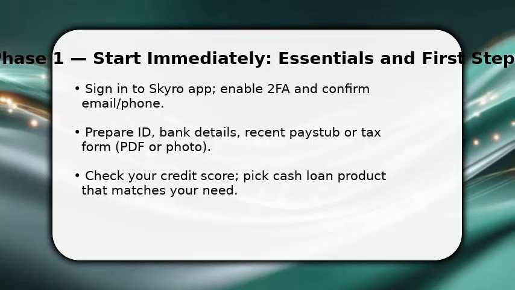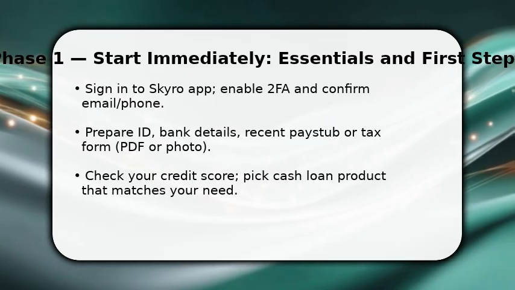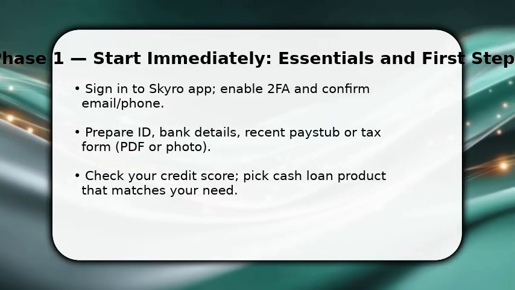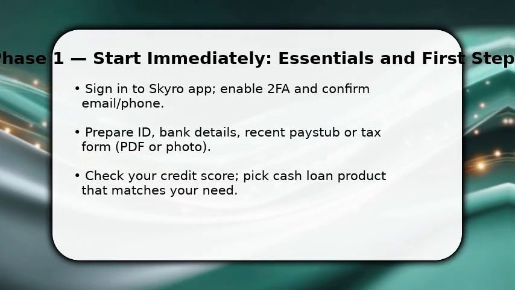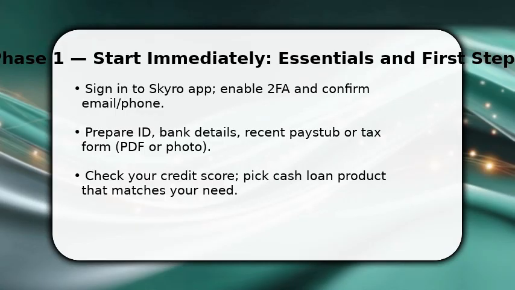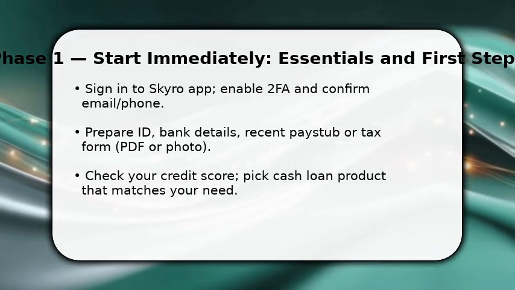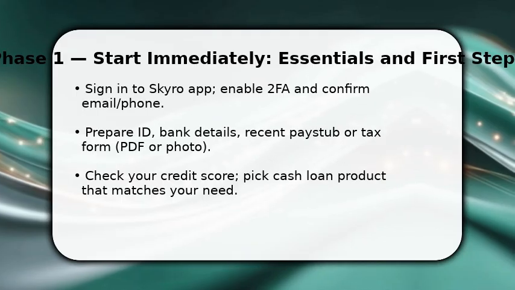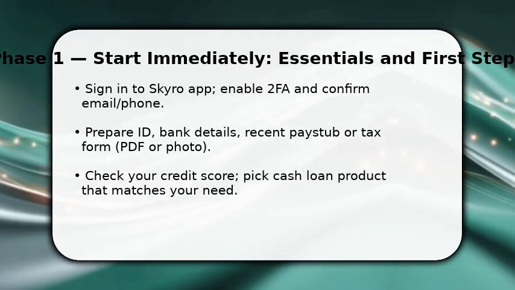Enjoy the video. You open Skyro and sign in. Make sure two-factor authentication is active so your account is ready. Once logged in, select the cash loan section and choose the product that fits your amount and term needs. This affects rates. You should have ID, bank routing, and a recent pay stub or Form 1099 ready.